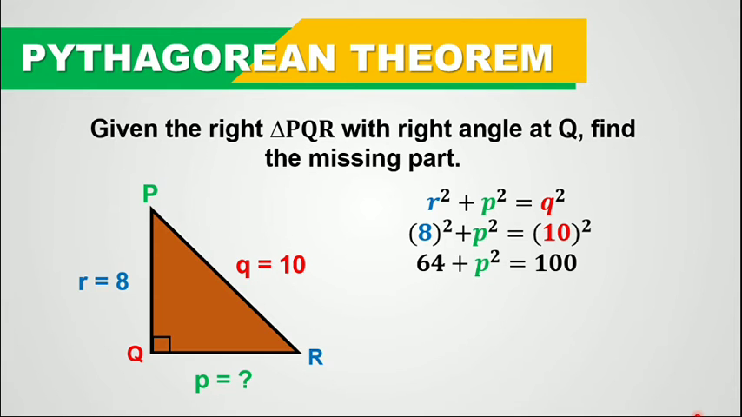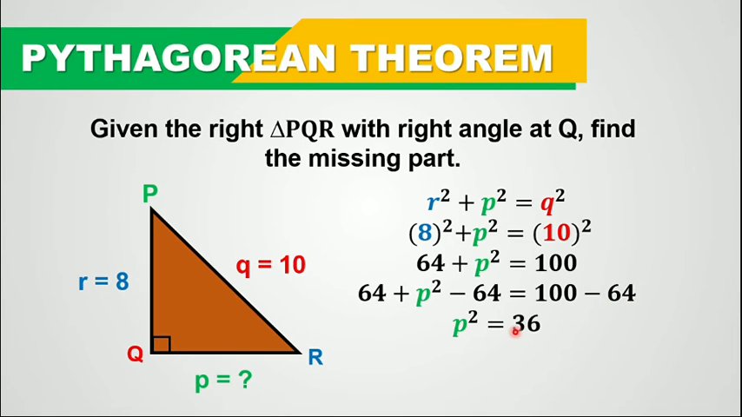And we will subtract 64 from both sides in order to get rid of this constant 64 here, so that p squared will remain. So we have 64 plus p squared minus 64 equals 100 minus 64. So 64 minus 64, let's cancel this out. So p squared will remain equals 100 minus 64, that is 36.